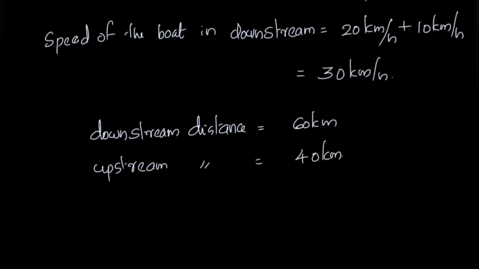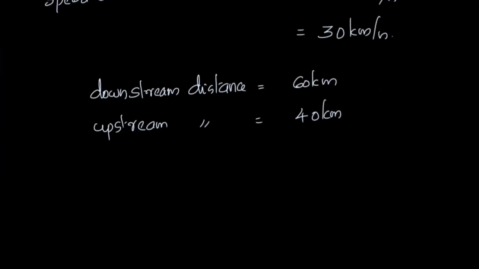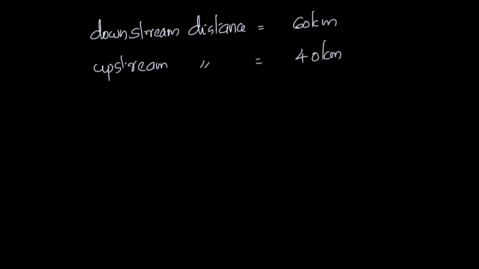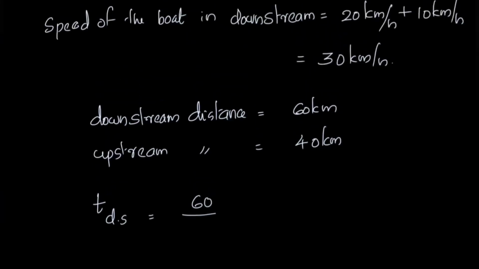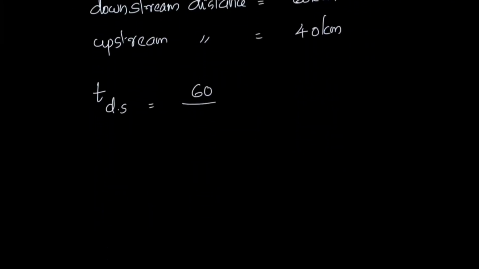So in different distances it is covering in downstream and upstream, so the times taken are also different. The time for downstream is equal to 60 km by the downstream speed, which is 30, and it is equal to 2 hours.